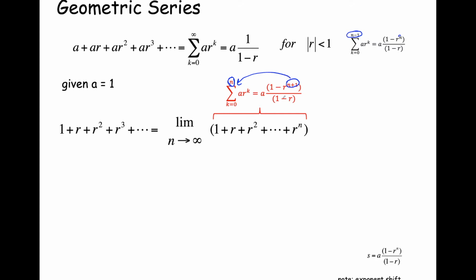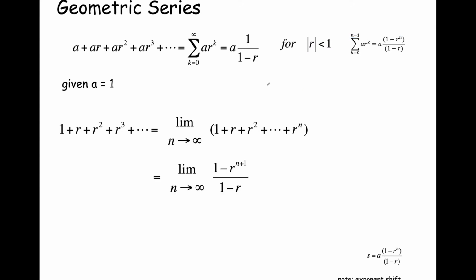So now we're going to take this expression. And remember, in this expression, we said for r, magnitude is less than 1. And we're going to take the limit as n goes to infinity for this closed form expression. So what's going to happen? Limit as n approaches infinity of 1 minus r to the n plus 1 power upon 1 minus r, well, is nothing more than 1 over 1 minus r.